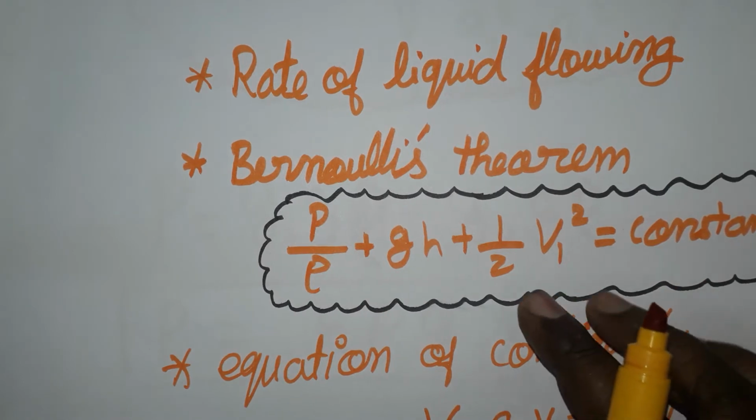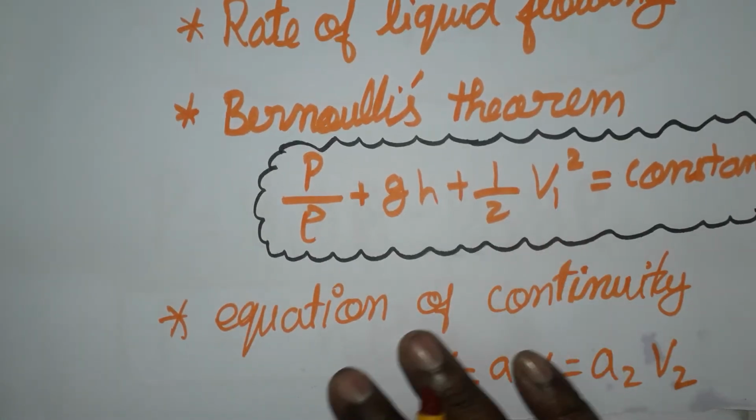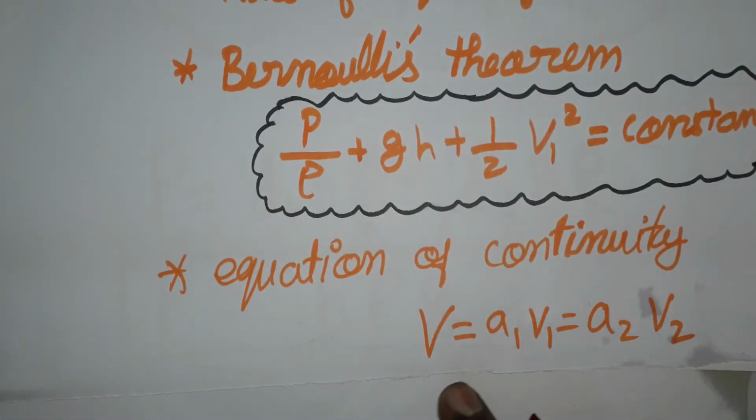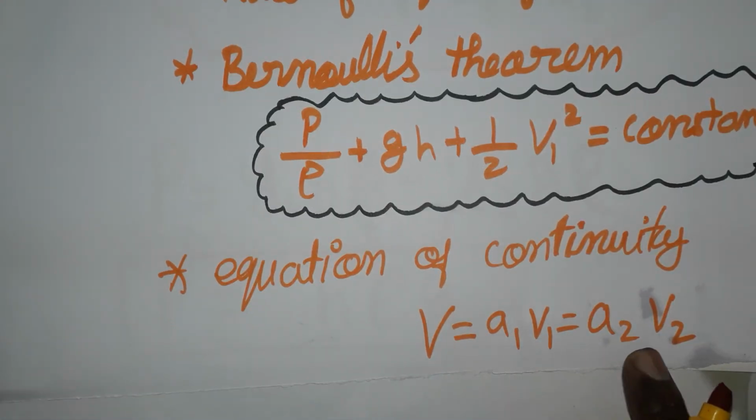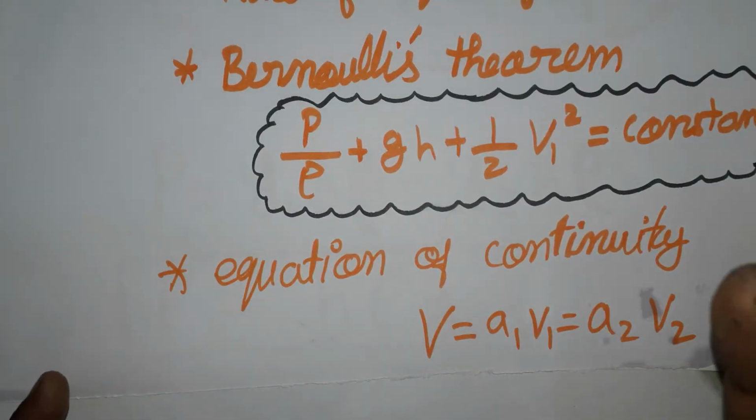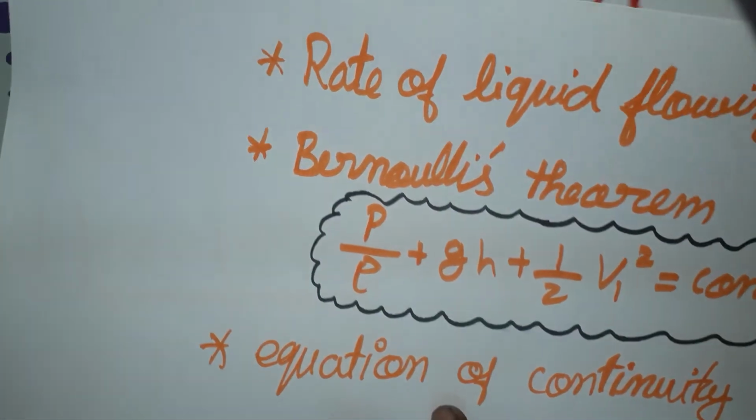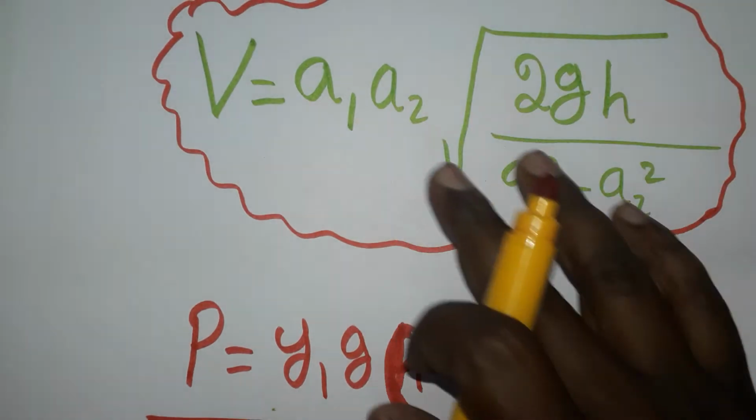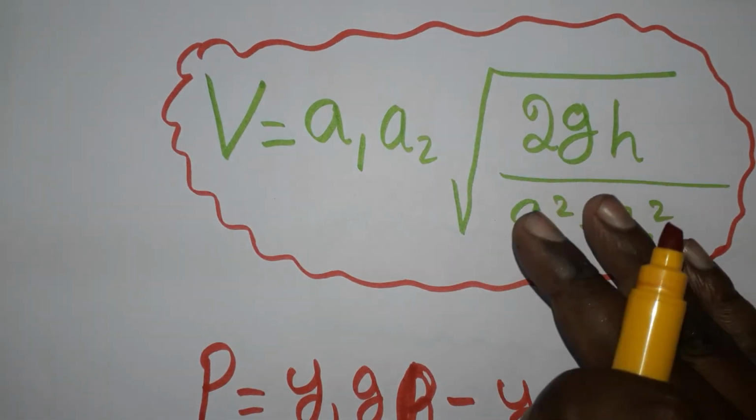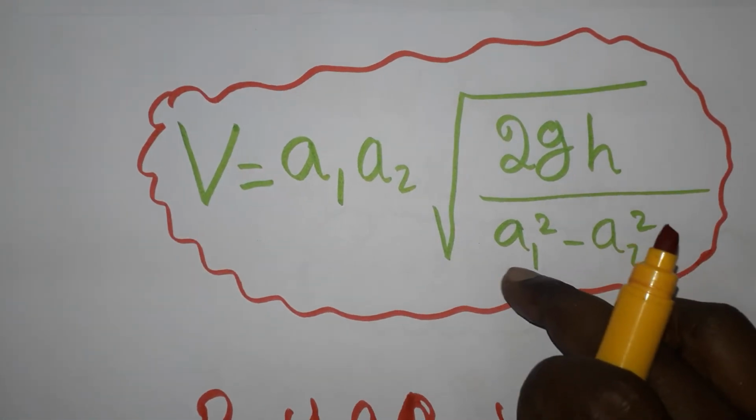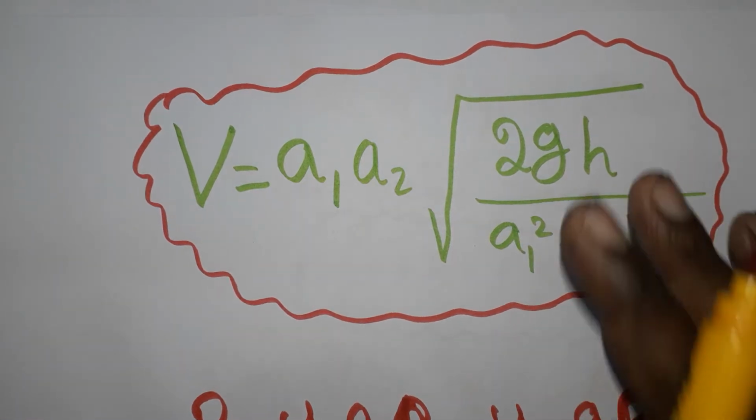You need to know Bernoulli's theorem and also the equation of continuity: A1 V1 is equal to A2 V2. These are the concepts you need to know to understand what a venturimeter is and also how we can derive this equation. In this video, I am going to show you how to derive this venturimeter equation. That is the main concept we are going to discuss.